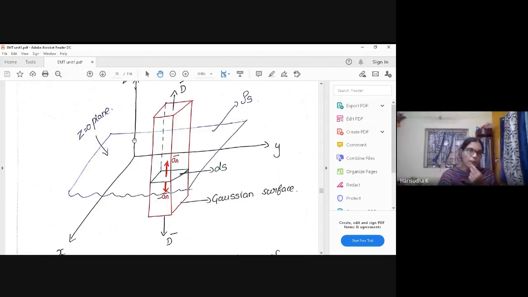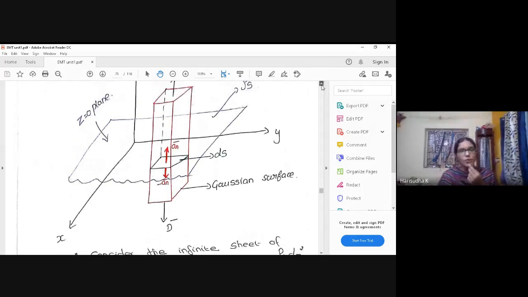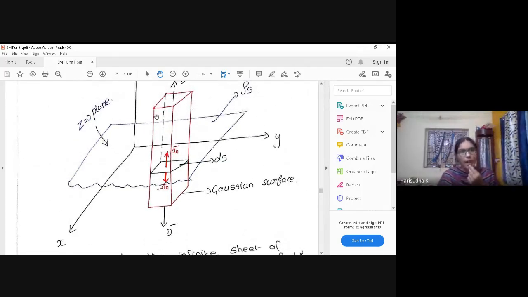Therefore, it is nowhere related with the z axis. In the xy plane, I'm assuming a sheet of charge. Therefore, z is equal to 0. As I said, since it is placed in the xy plane, there is no relationship for the sheet of charge with respect to the z axis. Once I assume the sheet of charge in the xy plane, I take a rectangular box.